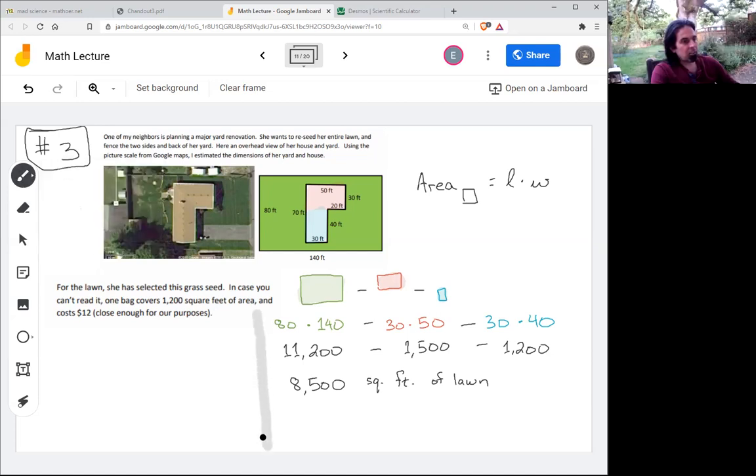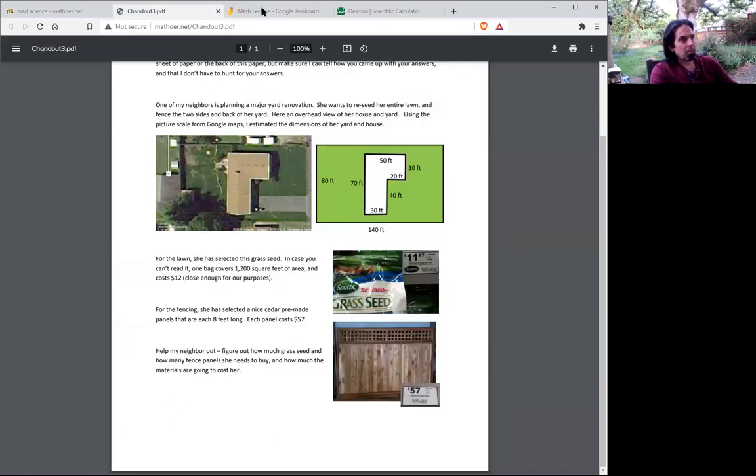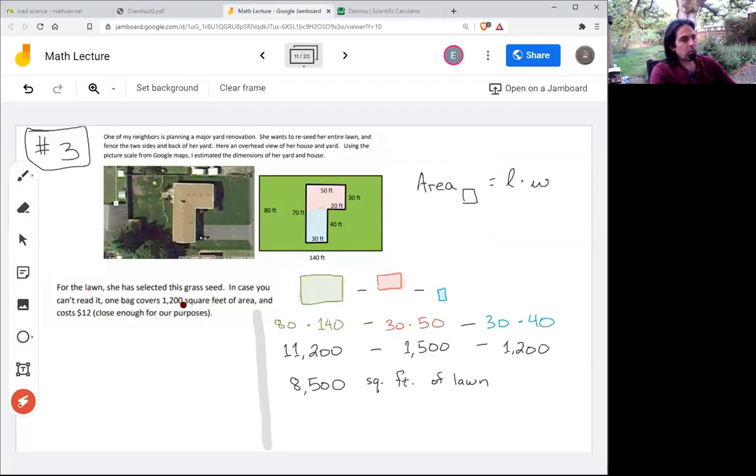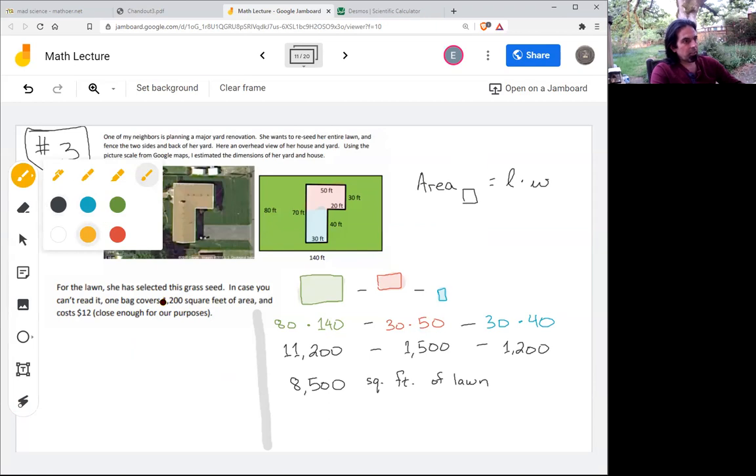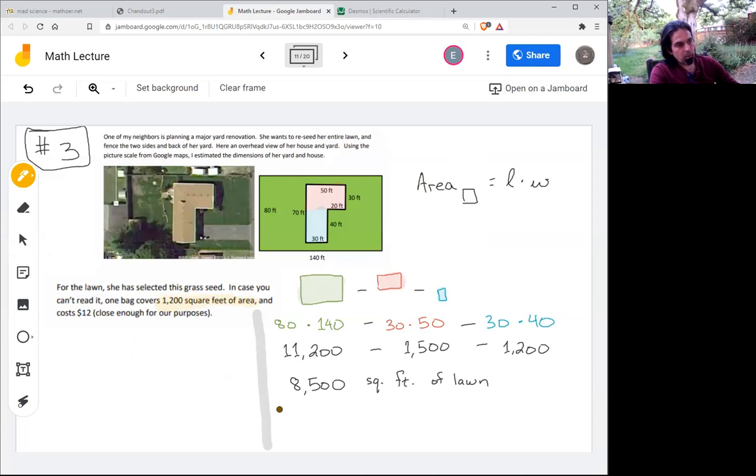Now we need to kind of go back over to this side. Each bag was 1,200 square feet of this stuff. So I'm going to highlight that. And then writing in yellow, what's my next step? How many bags do I need? What kind of arithmetic will I do?